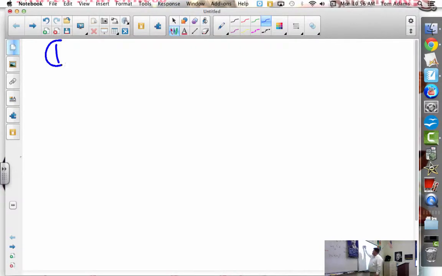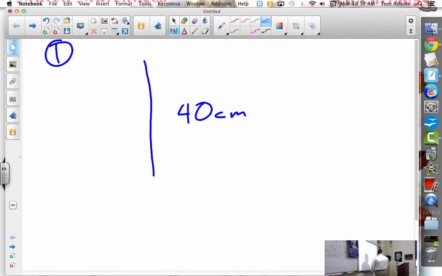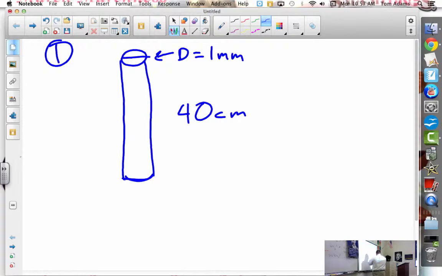So for problem number 1, let's draw the picture. Let's make it a straight line. So I have one nylon string. It says that the original length is 40 centimeters. Okay? It also says that the diameter of the nylon string is 1 millimeter. So really it looks like a cylinder, and the diameter from here to here is equal to 1 millimeter. All right?